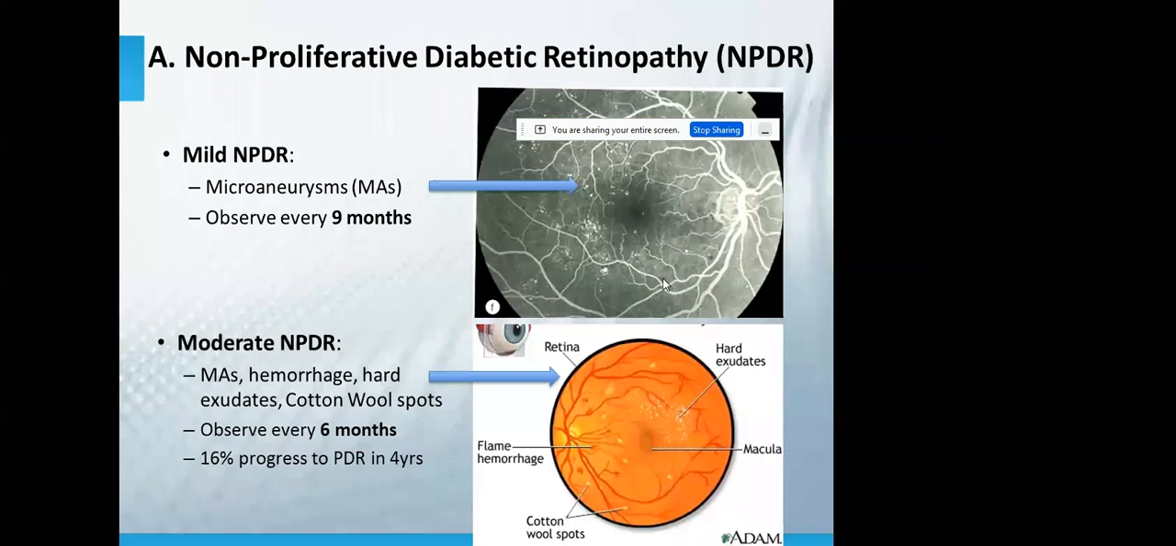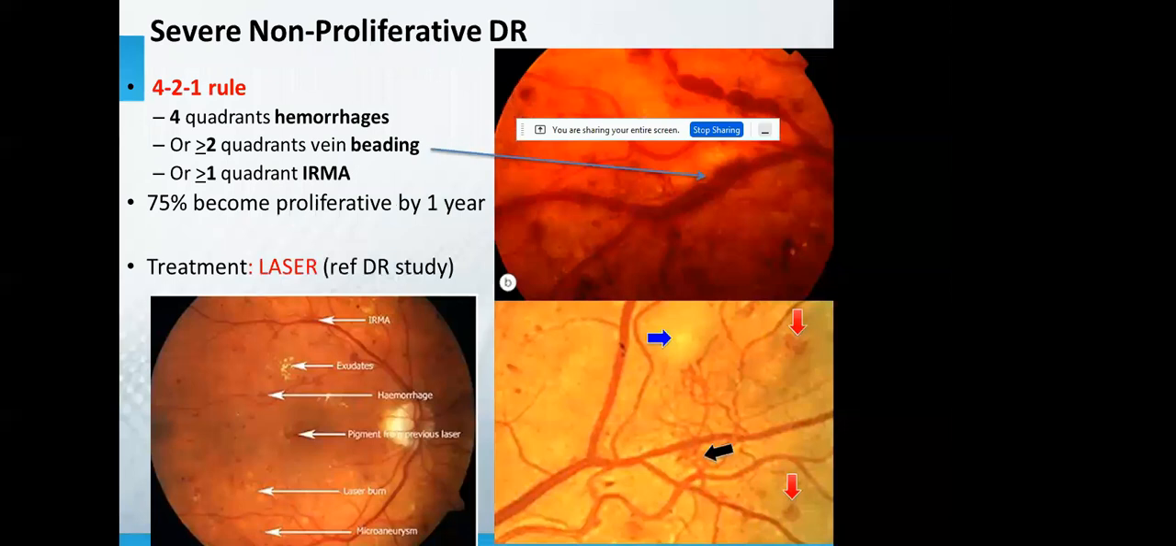Now, when do we say it's moderate? It is when you've got the mild changes, that's microaneurysm, plus any hemorrhage, exudate, or cotton wool spots. These ones, we start seeing them more frequently. Now it is every 6 months, twice a year, because 16% of them were found to progress to the proliferative stage within 4 years. So you must see them more frequently.